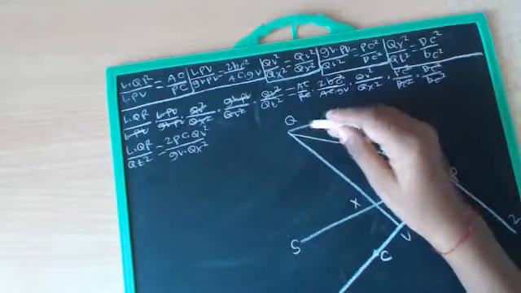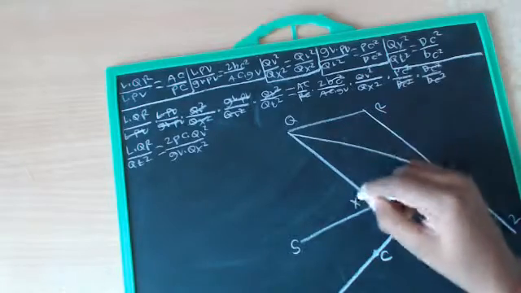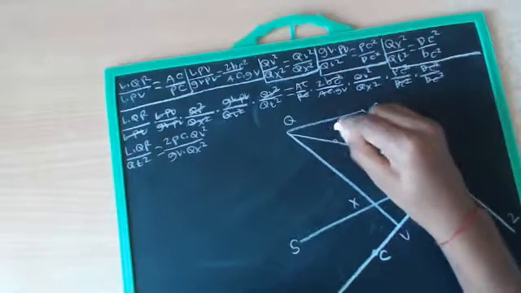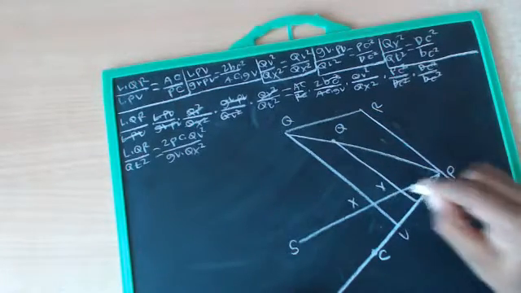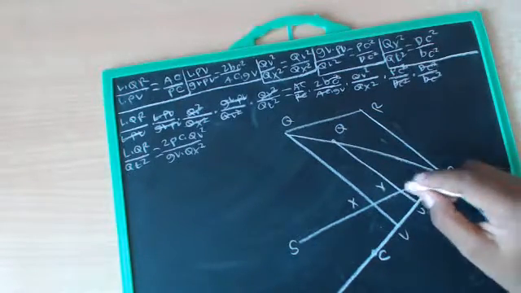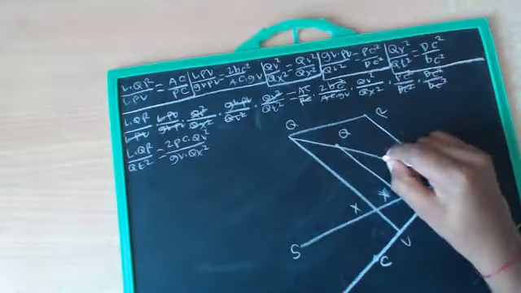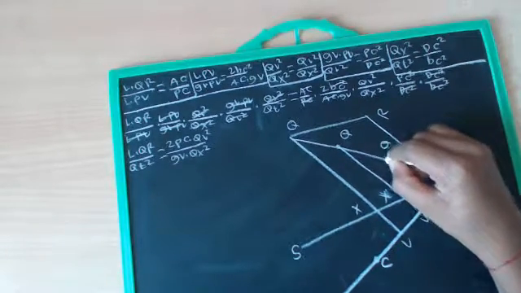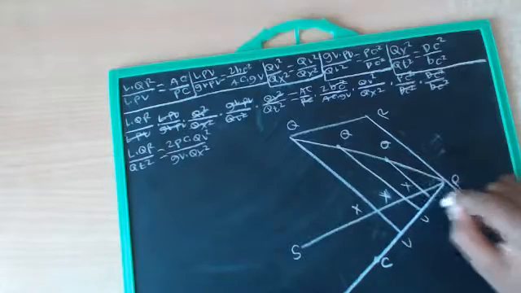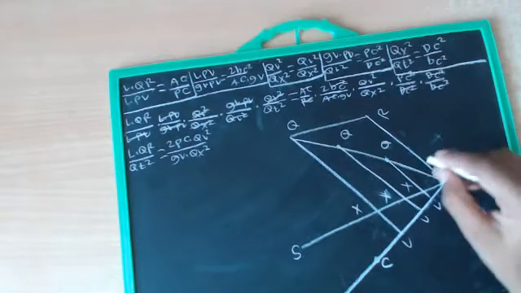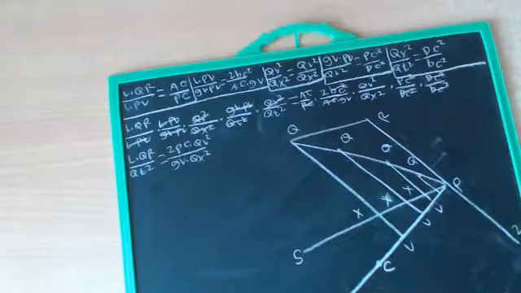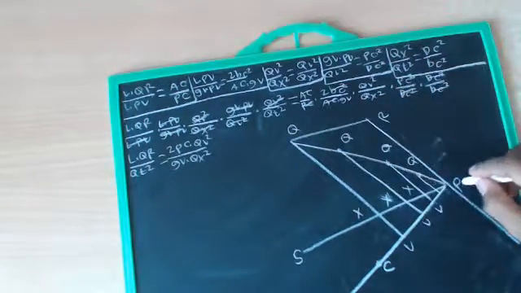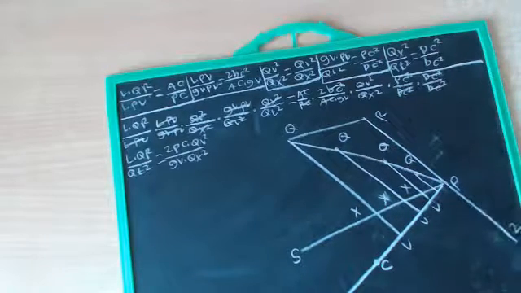Now if I reduce the time interval, then Q will be here, and X and V will be here. If I reduce the time interval even more, then Q will be here, and X and V will be here. Now observe as Q comes close to P, X and V come close to P.